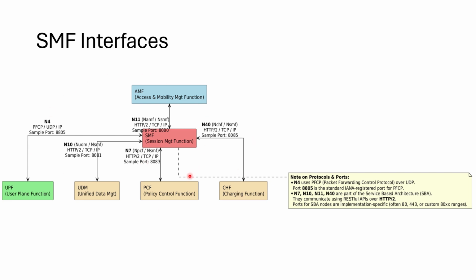To summarize, the SMF is the orchestrator of the data session. It uses HTTP REST APIs to talk to the control plane NFs, that is AMF, UDM, PCF, and CHF, to get the rules, verify subscription, and report billing. Then it translates those high-level rules into low-level network commands and pushes them to the UPF using PFCP over the N4 interface. And that's it from this particular session.